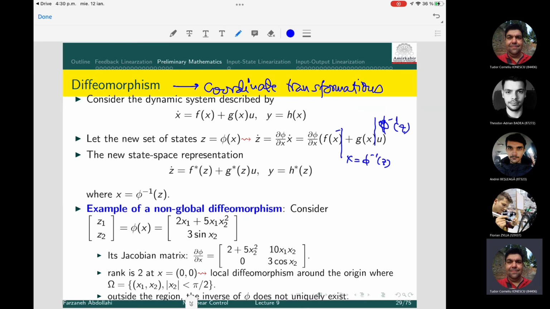And here is an example of a non-global diffeomorphism. For instance, this one. This is the Jacobian, with rank 2 at x equal to 0. This is a local diffeomorphism around the origin, in the set omega where, because you have sine x2, the absolute value of x2 is less than half pi. Outside this region, the inverse of phi does not uniquely exist. That's the idea. Outside this area, because of the cosine appearing here, this is a local diffeomorphism.